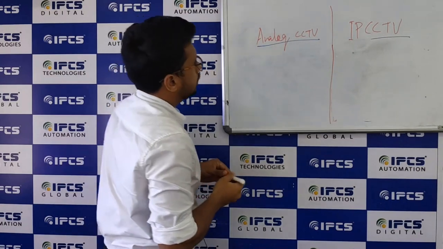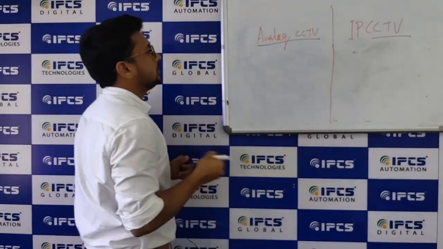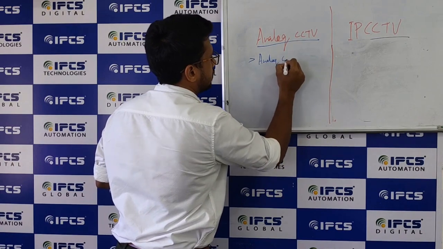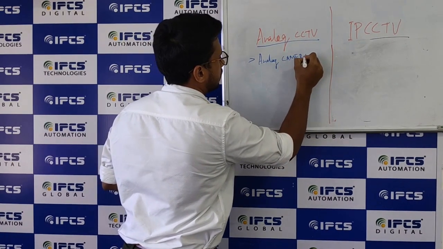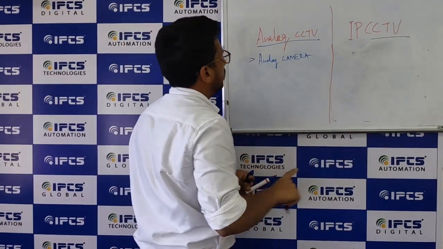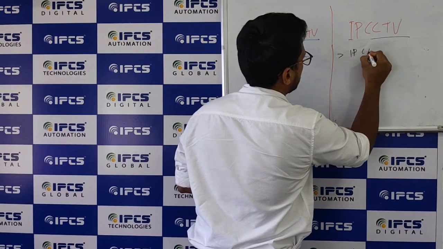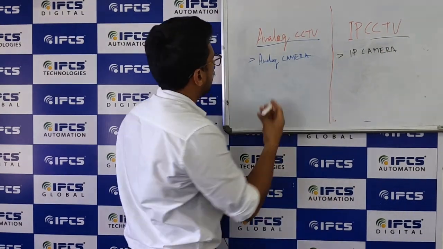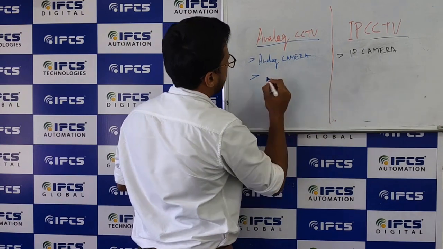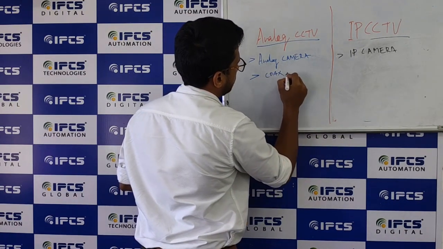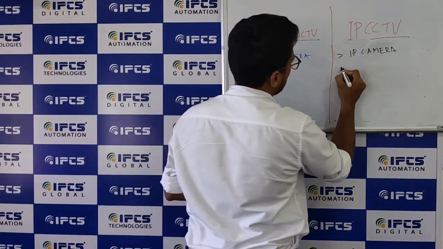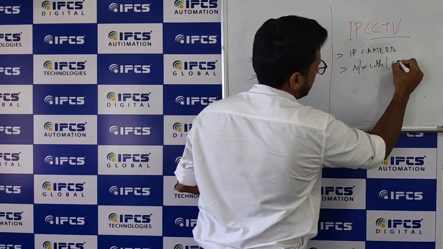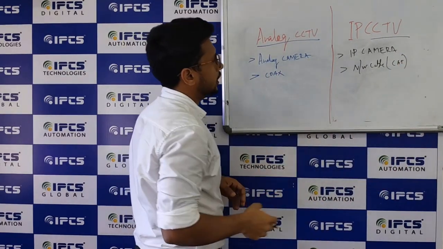So here, in the analog CCTV system, we use analog cameras. Here, we will use IP cameras instead. Here we use coax cable. Here we use network cable, network cables or category cables like Cat5, Cat6, and so on.